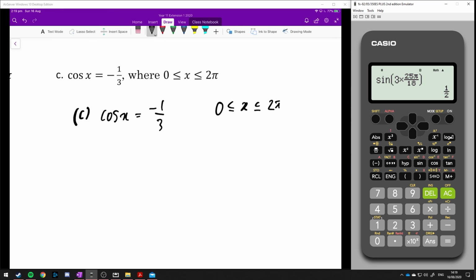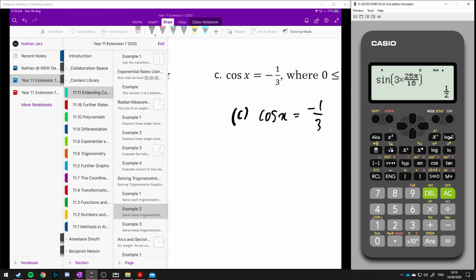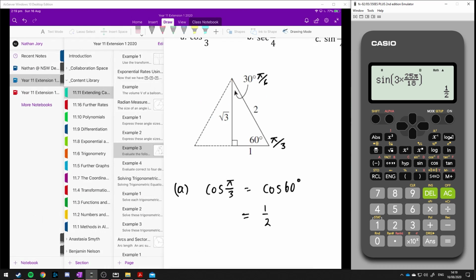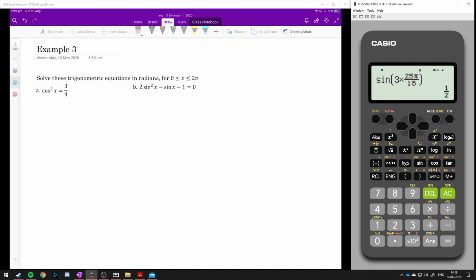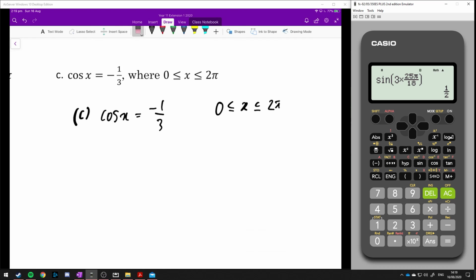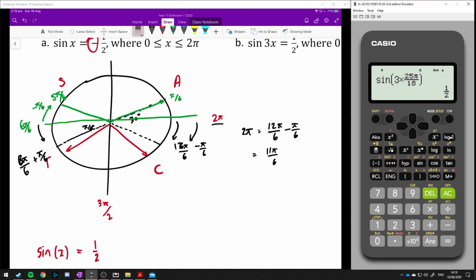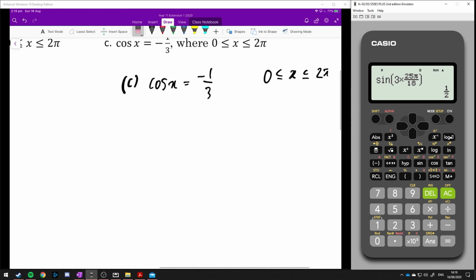Because when we looked at the other exact triangles, there's no point where we can get a third on these. So we can't use these exact triangles here to get our third, because there is no exact triangle that will give us a third like that. So we're going to have to use our calculator in radians mode to do this one. Let's start off by thinking, where is cos of x negative? Cos of x is negative in the second and third quadrant.